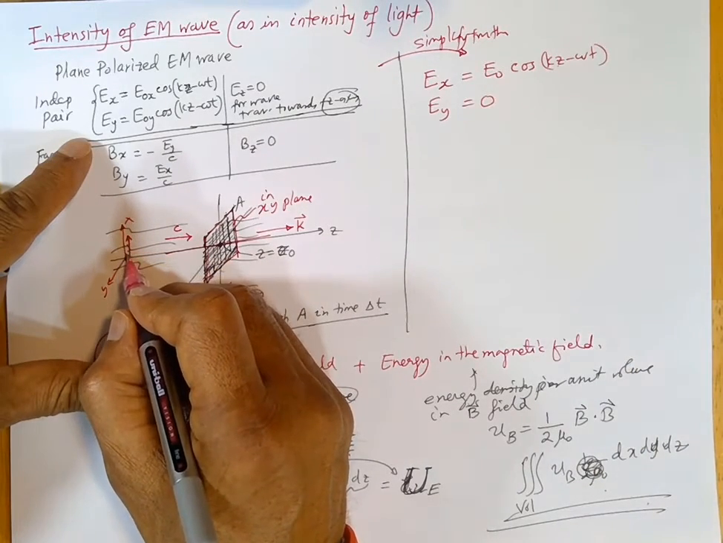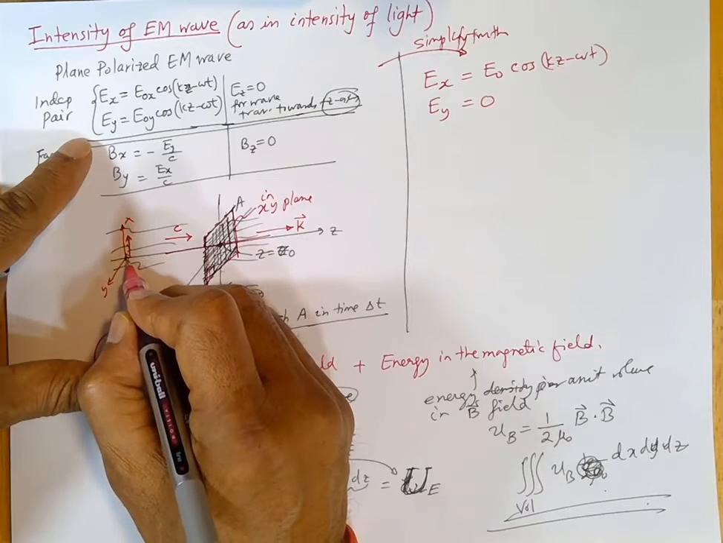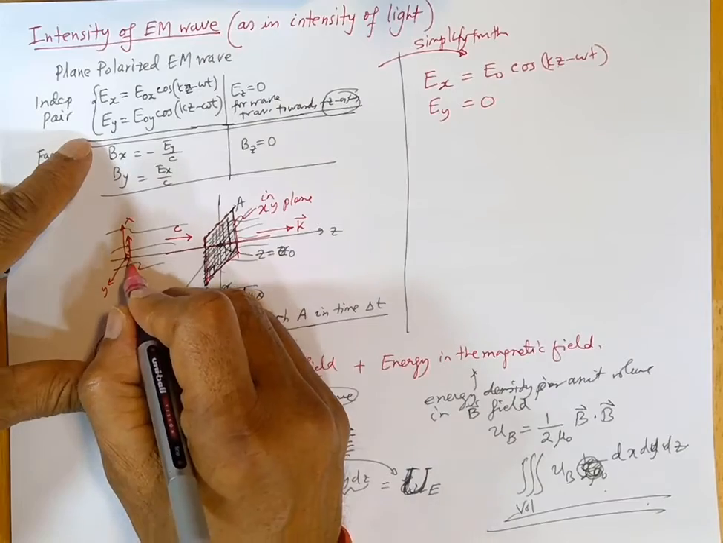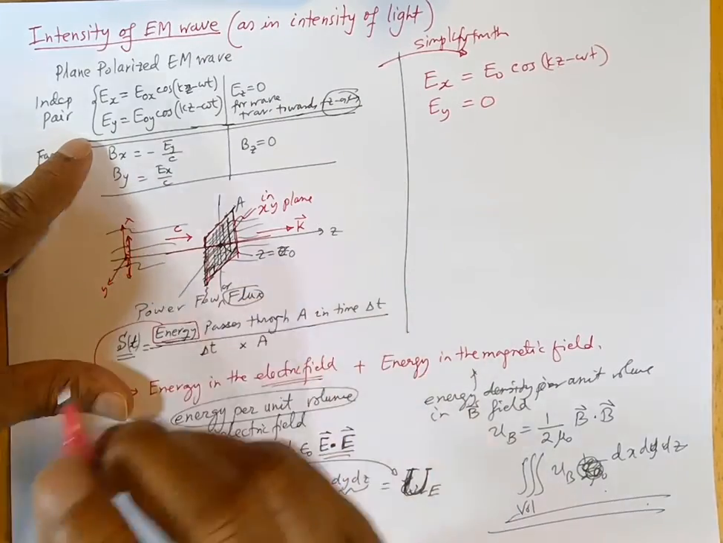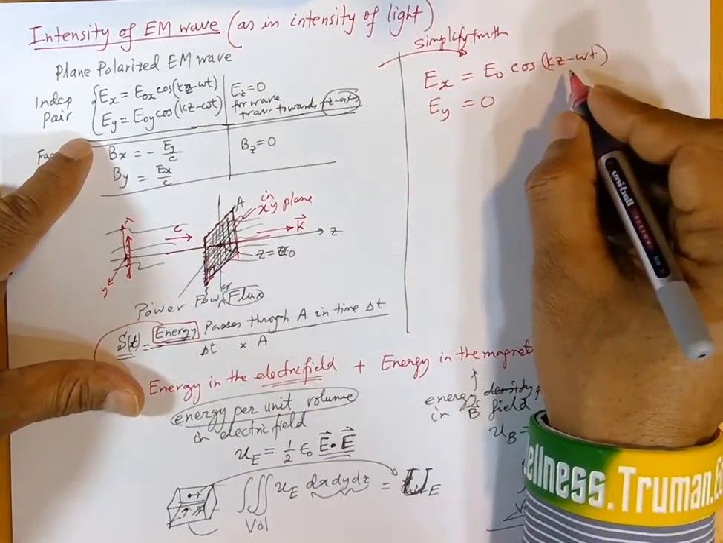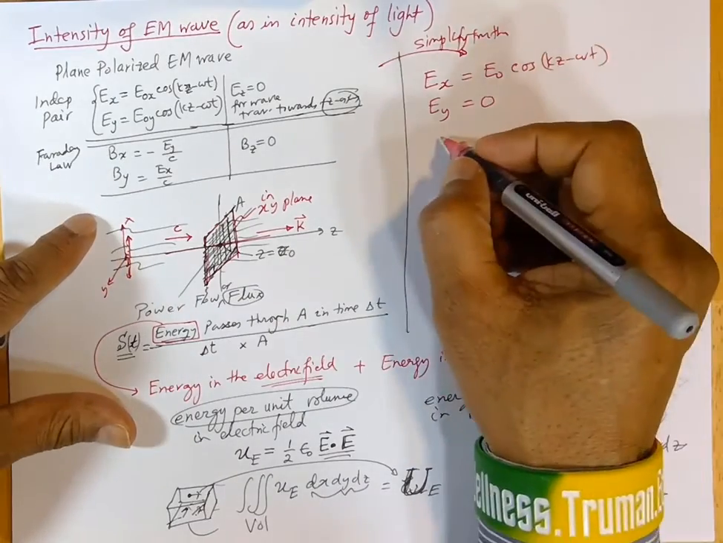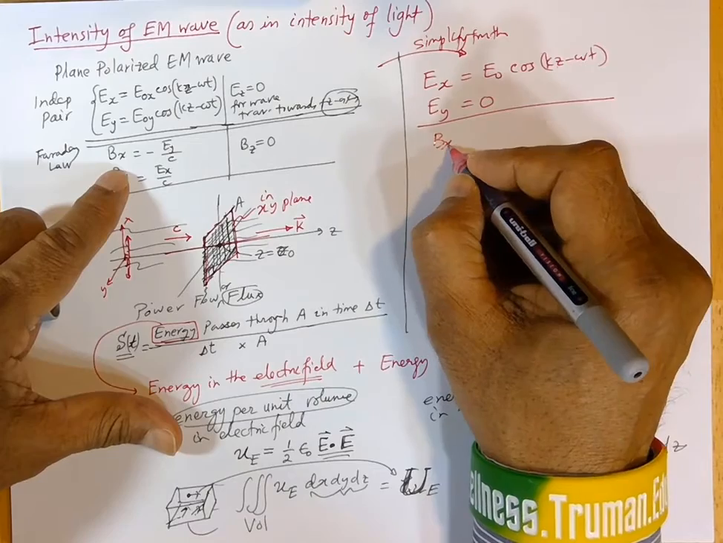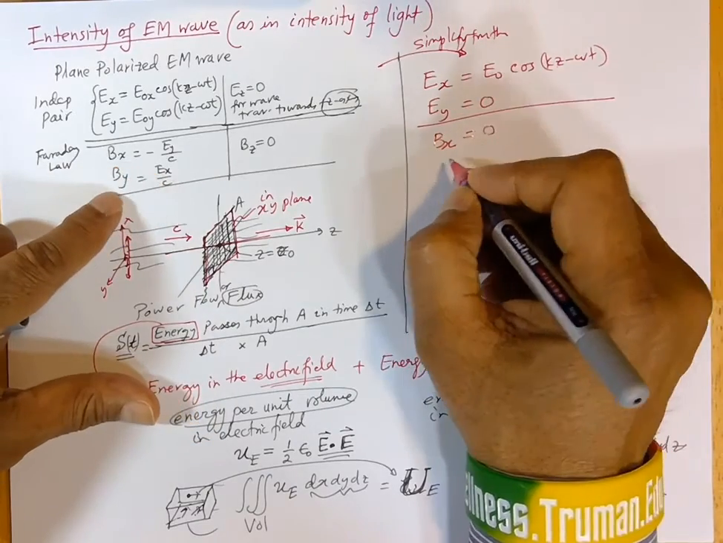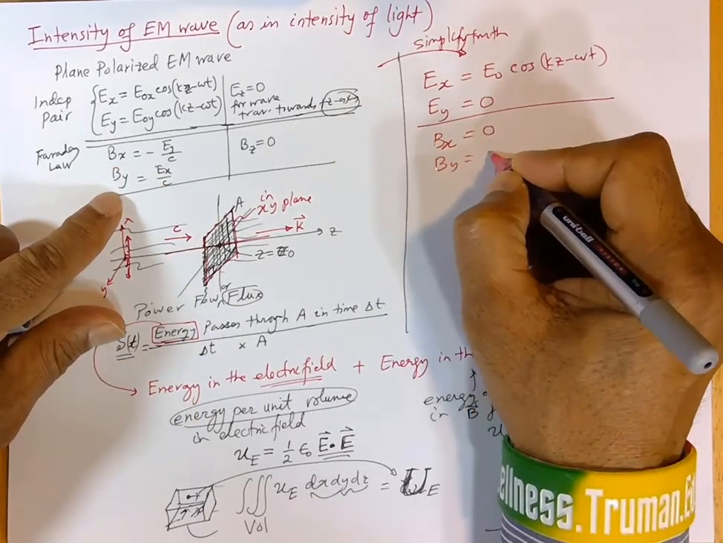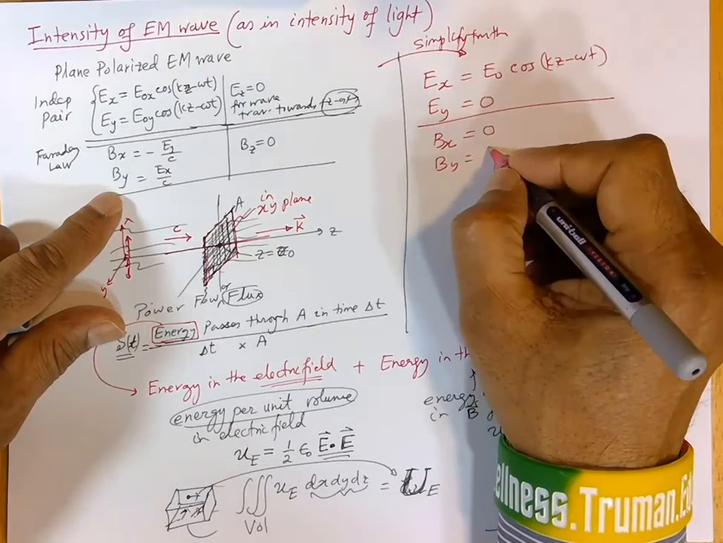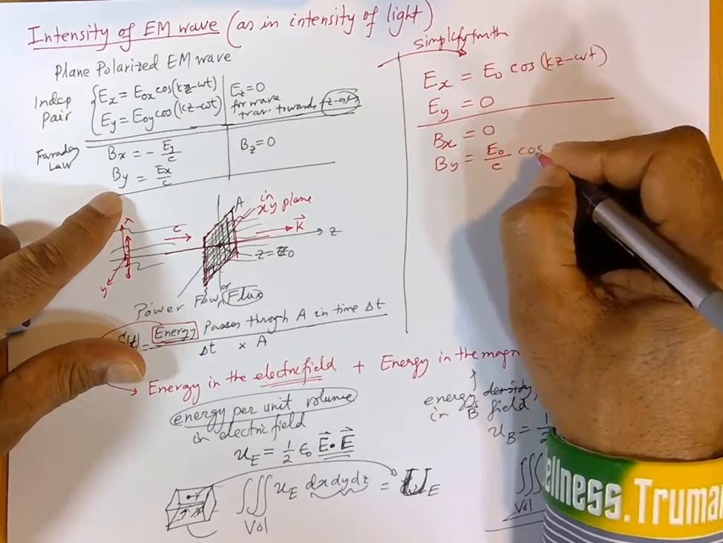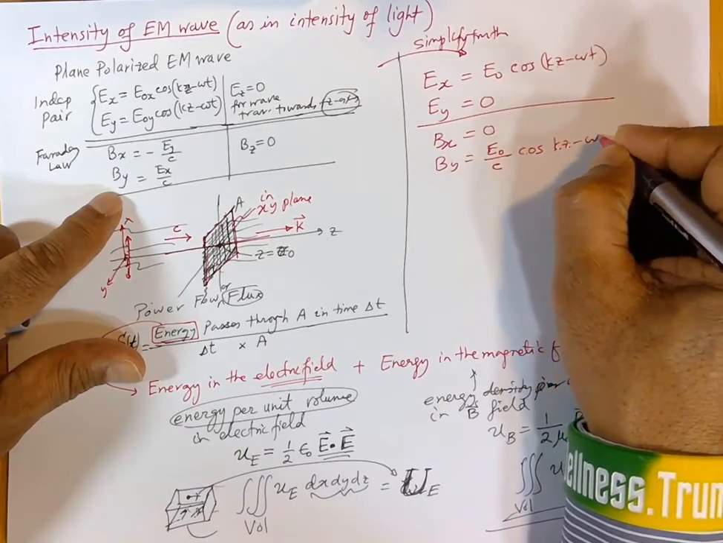Of course, the electric field at different times is going to point back and forth, right? Sometimes it's going to point this way, maybe with a bigger electric field at that point. It's just an oscillation. In terms of the magnetic field, Bx will be 0, and By will be whatever this Ex is, E0 over c, cosine(kz minus omega t).